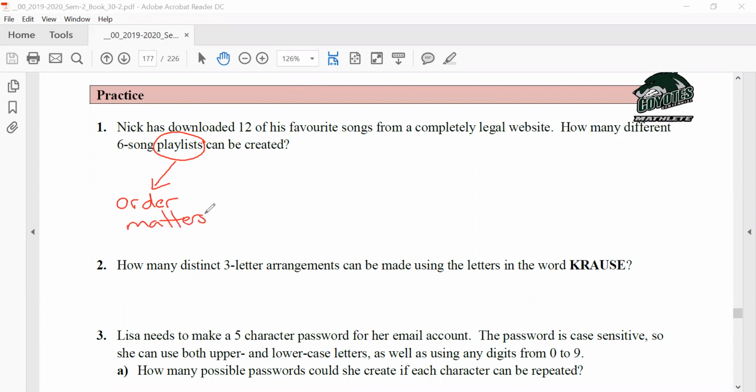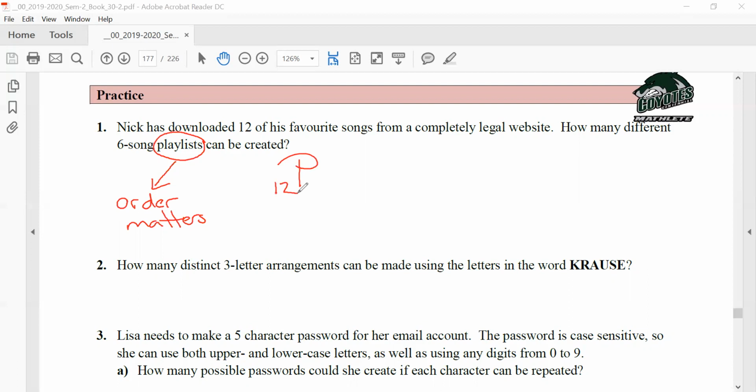And I always think of it as at a wedding, right? You want Here Comes the Bride probably at the beginning of the day and not at the end of the day. And you want your YMCA dance song for all the old people to dance to at the end of the night, not at the beginning of the night, right? So order matters. So what this says is he's downloaded 12 songs completely legally, so order matters. This is a permutation.